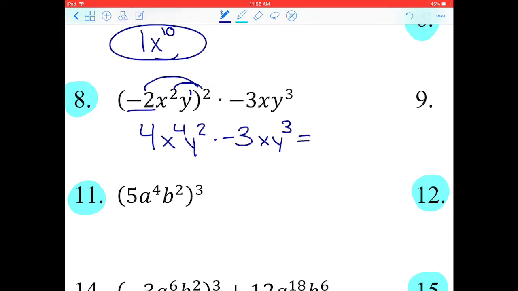4 times negative 3 is negative 12. X, we're adding exponents. 4 and 1 is to the 5th power. For y, 2 and 3 is also to the 5th power. So here's your answer.